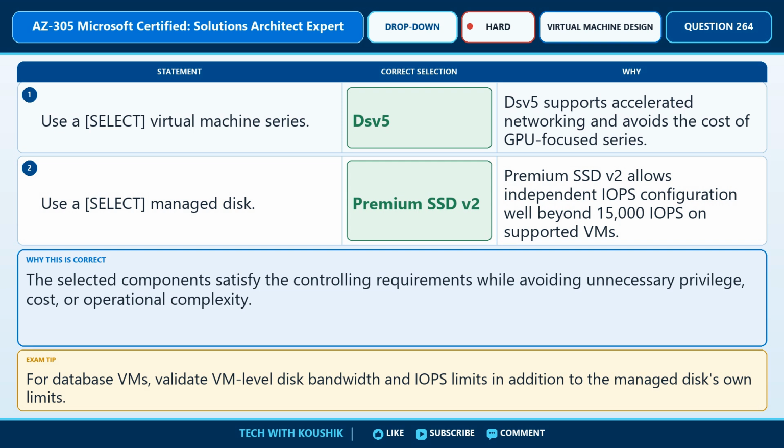A useful examination rule is this. For database virtual machines, validate VM-level disk bandwidth and IOPS limits in addition to the managed disk's own limits.